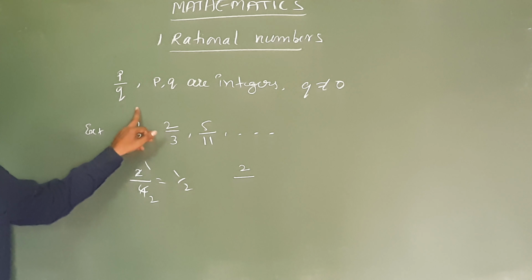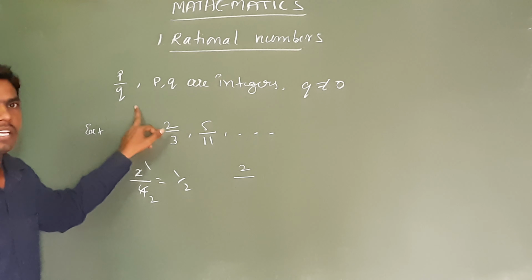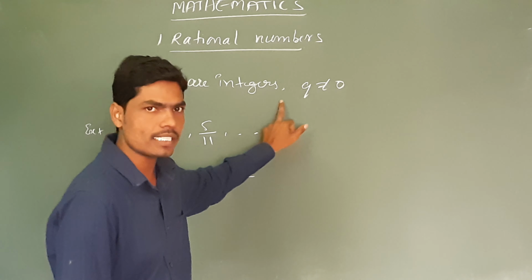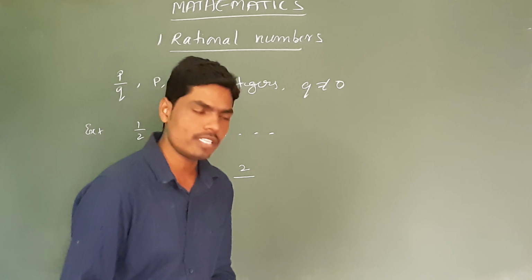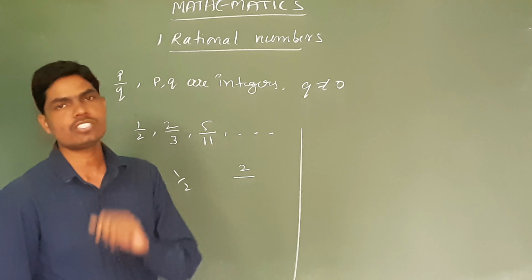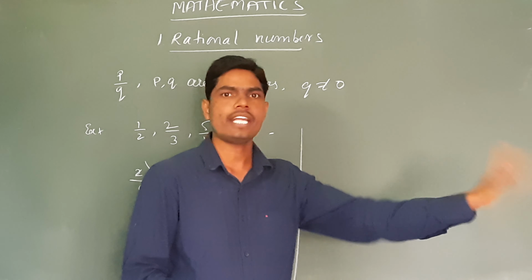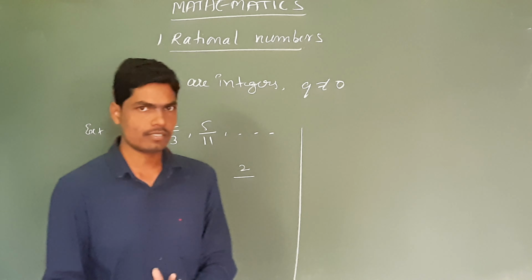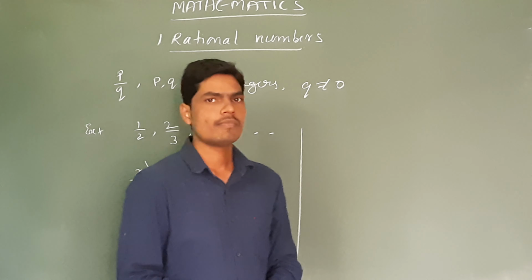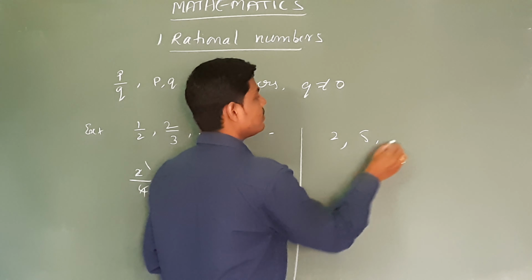Now, once again I am repeating the definition of rational numbers. The numbers which can be written in the form of p by q, where p comma q are integers and q is not equal to 0. Now, all natural numbers are rational numbers. All whole numbers are rational numbers. For example, 2, 5, 0.